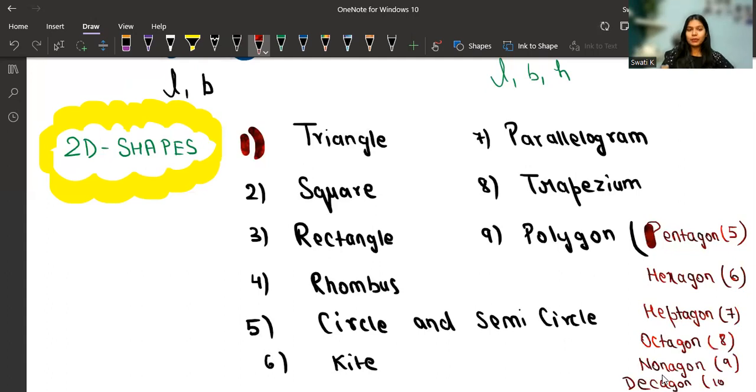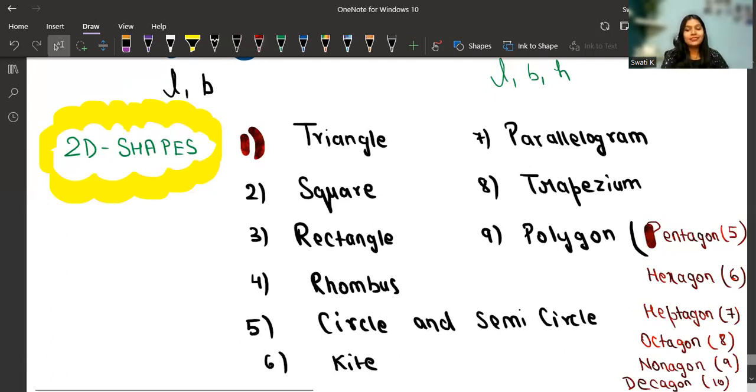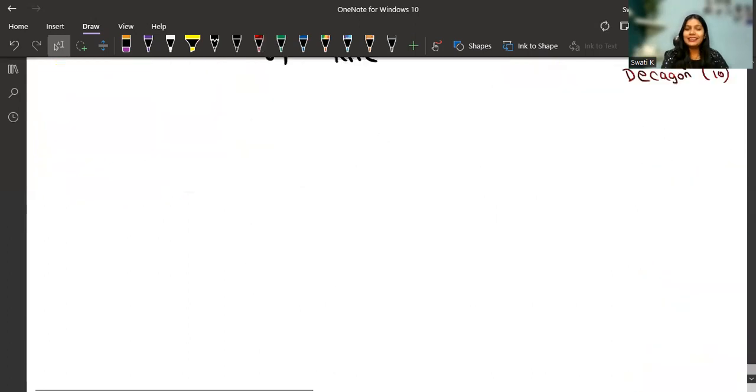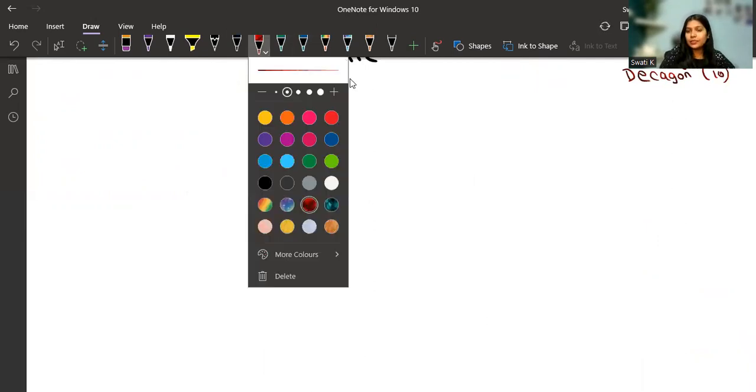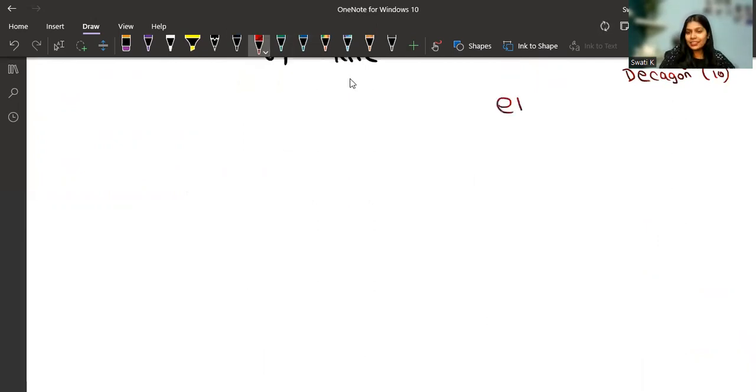Now I want to make it interesting by asking you a question. Can you tell me the name of a shape with 11 sides? Let me know the answer in the comment section. So these are some 2D shapes which I have included. Of course I can use the word etc., which will include all the other 2D shapes as well. But if you know any other 2D shape which you think I have not included, you can let me know in the comment box.